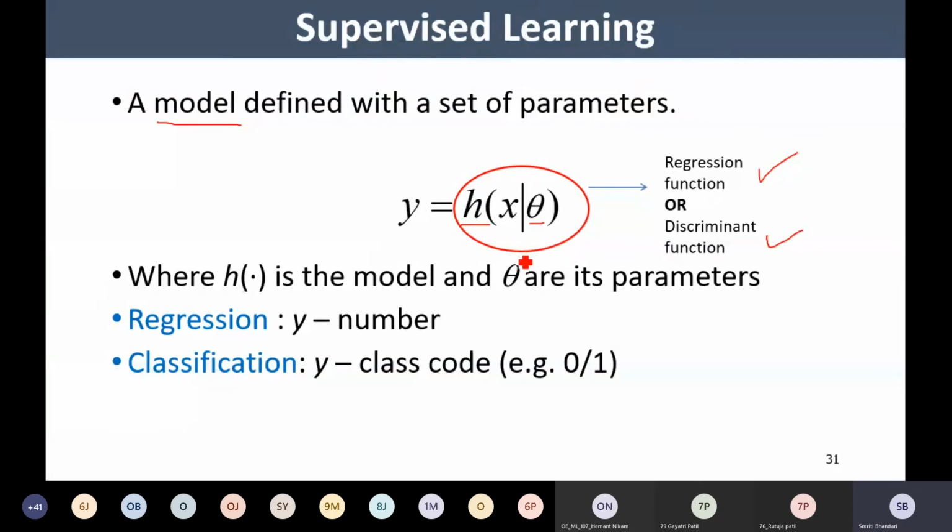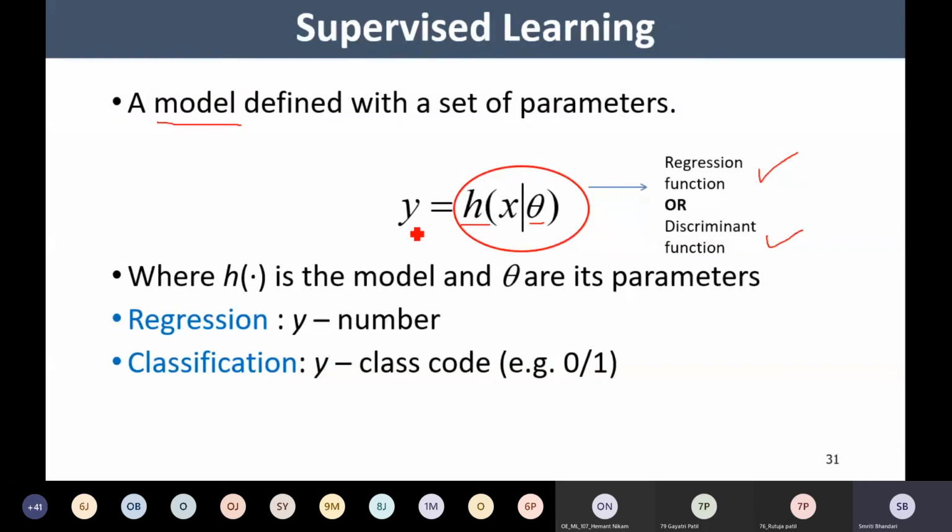So what are those theta? Whenever I'm building a model, I'm using some algorithm, and to implement that algorithm, I need to make use of some parameters. So theta is describing the set of parameters. Ultimately my model will be y equal to h of x given theta, right? H is the mathematical function, and this function provides me y, that is the output.